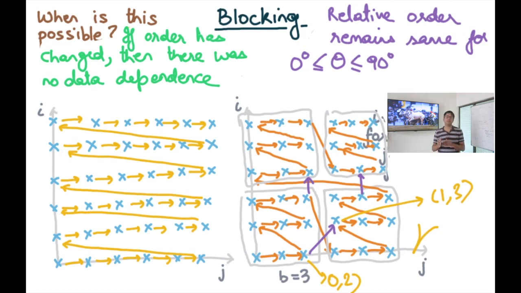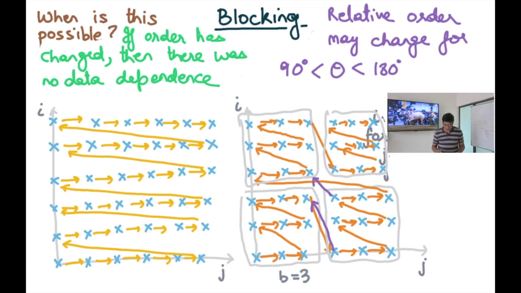But if I take some examples where theta is greater than 90 degrees, then I'm going to find that for some of those cases, the relative order has changed. So here are some examples where theta is between 90 and 180, excluding 90 and excluding 180. And here are the purple edges that show two such examples. If I look at this example, which is 0,3 to 2,2, then first of all, theta here is greater than 90, and in the original order 0,3 was preceding 2,2, but in the new order 2,2 precedes 0,3.